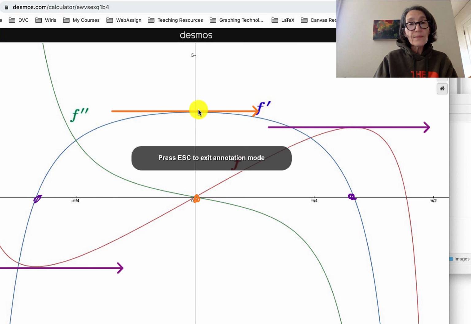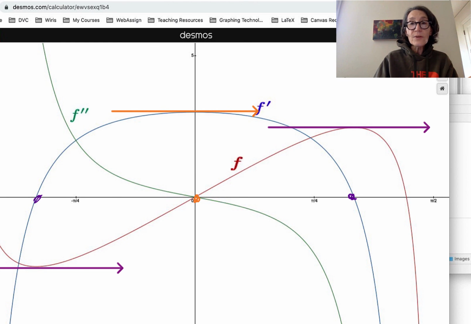Now, f prime has negative slopes over here from x equals 0 to x equals positive pi over 2. The slopes of the tangent lines to f prime are all negative and becoming more and more negative. Well, if you look at f double prime, the y-coordinates are negative and they're getting lower and lower. They're decreasing. So we can see that the graphs help us understand that we got the correct functions for the first derivative and the second derivative.